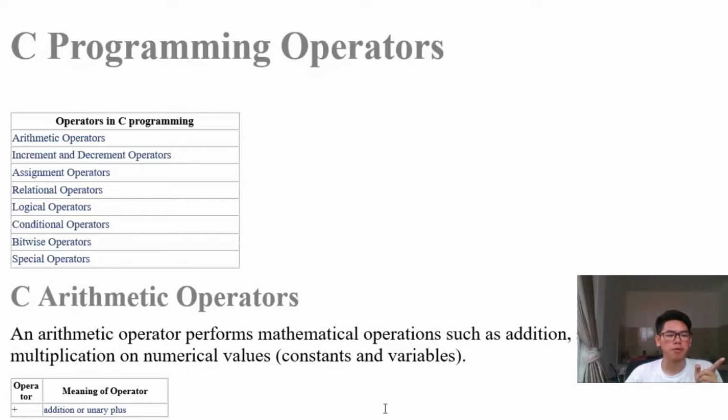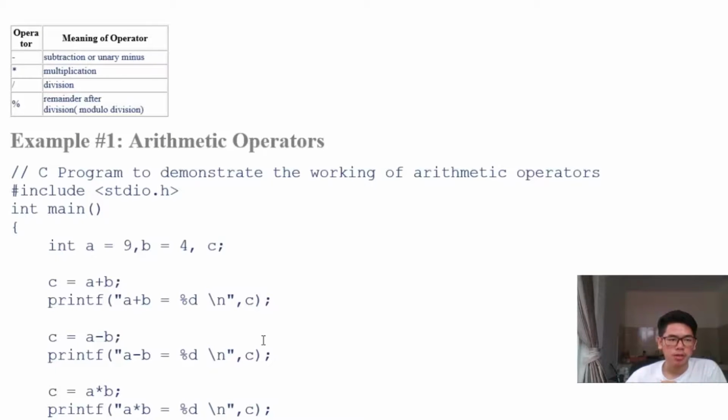So let's get started with the arithmetic operator. An arithmetic operator performs mathematical operations such as addition, subtraction, multiplication on numerical values, either constant or variable. For example, the plus sign represents addition or unary plus, and the minus sign represents subtraction or unary minus. The asterisk, which we should be getting used to now, is used for multiply, and division is the forward slash. And we also have the percentage sign, the modulus symbol, which is used to find the remainder of the mathematical operation.